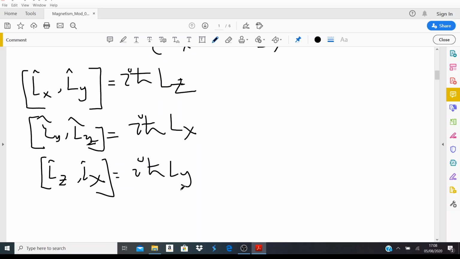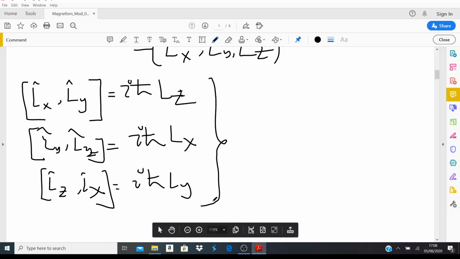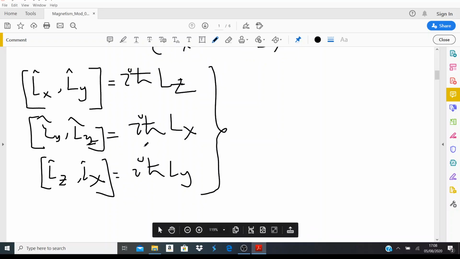The primary point to note here is that none of these commutators is 0, right? So the individual components of the angular momentum do not commute with each other. That's the central point. You should always remember that the individual components do not commute. As a result, we cannot have simultaneous eigenvectors for every one of them, right? When 2 operators do not commute, one of the meanings is that they do not share a common set of eigenstates, right?